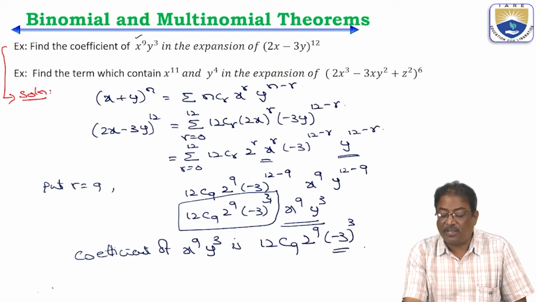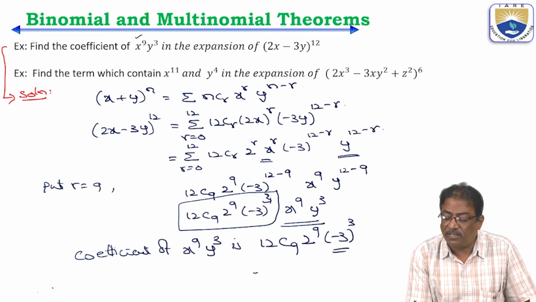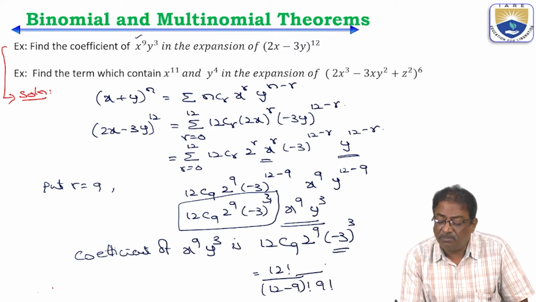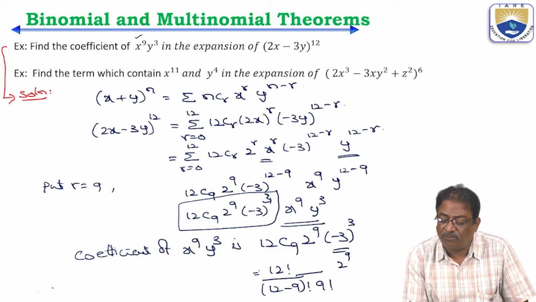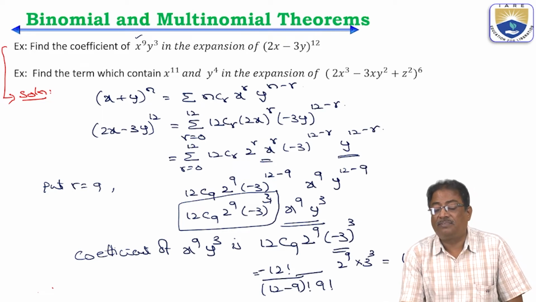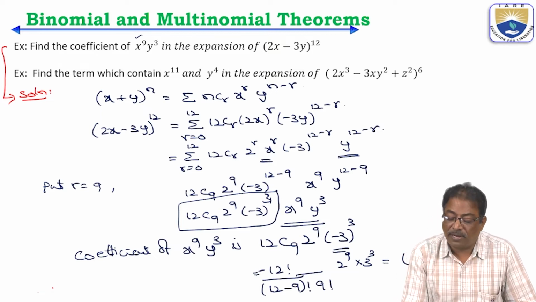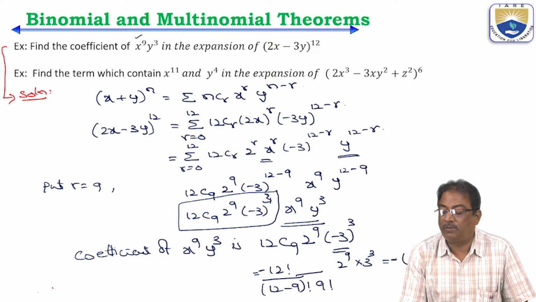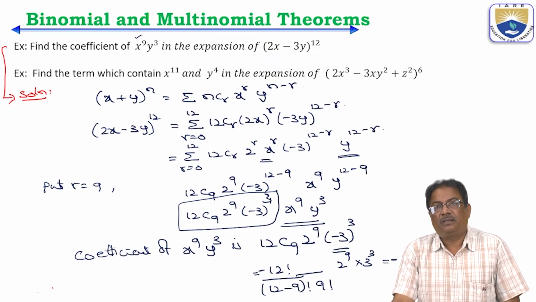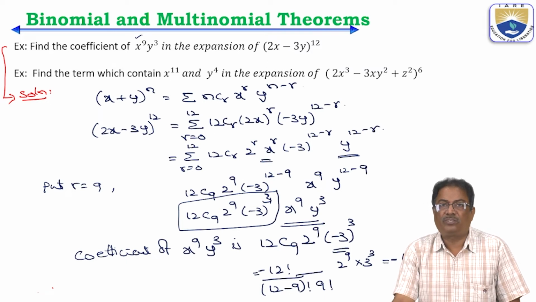While simplifying this, 12C9 is 12 factorial over (12 minus 9) factorial times 9 factorial, and next I take 2 to the power of 9 and of course minus 3 cubed. Whatever value you get is the final answer for this, and the minus sign will be there, so the coefficient is negative. So this is the way that we prove the first one.